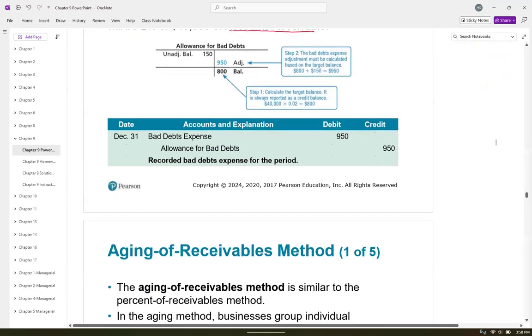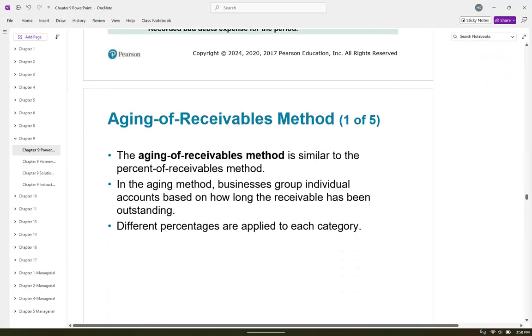All right. Now we've got one more thing and then we'll be done in this video and almost done with chapter 9. Okay. We're still doing a balance sheet method. We are just looking at this a little bit differently.